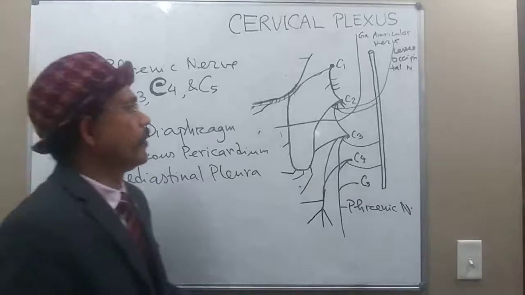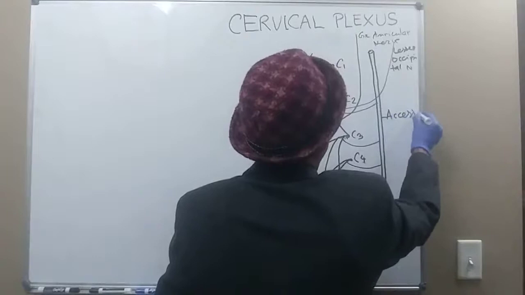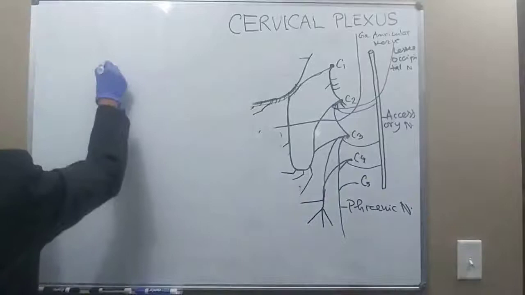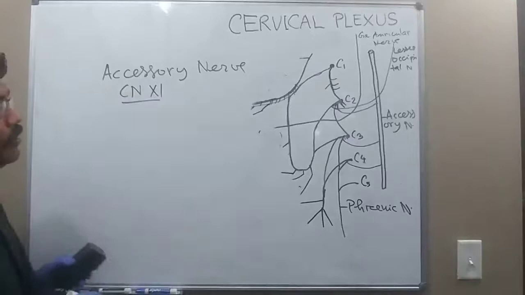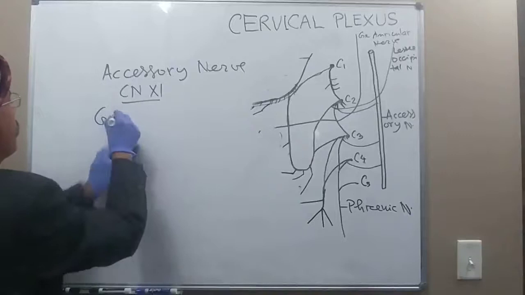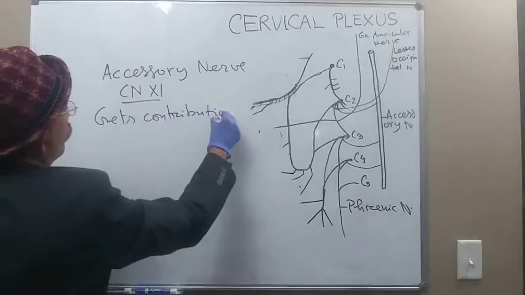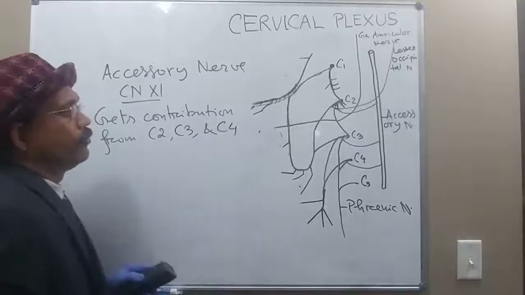Okay, we have some other contribution from the cervical plexus. Here we are seeing a nerve. This is called the accessory nerve, the 11th cranial nerve, CN XI. It gets contribution from C2, C3, and C4, okay, we got that.